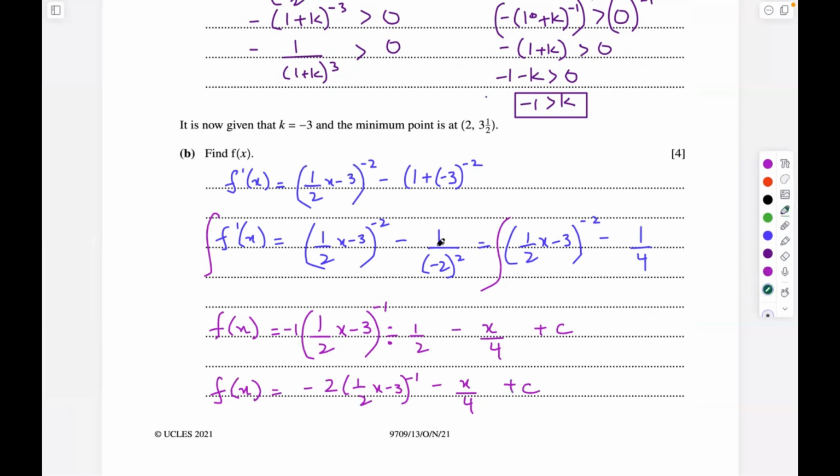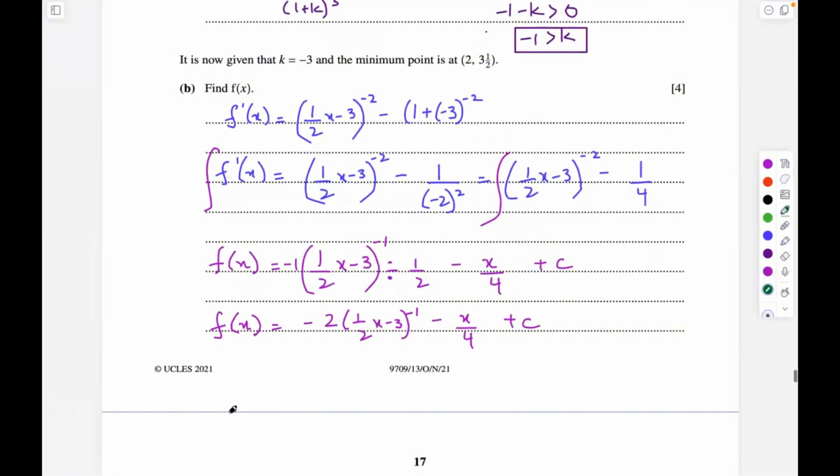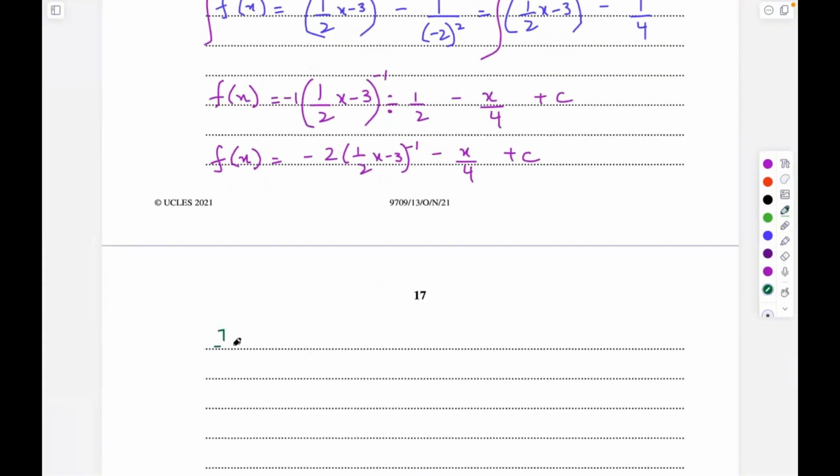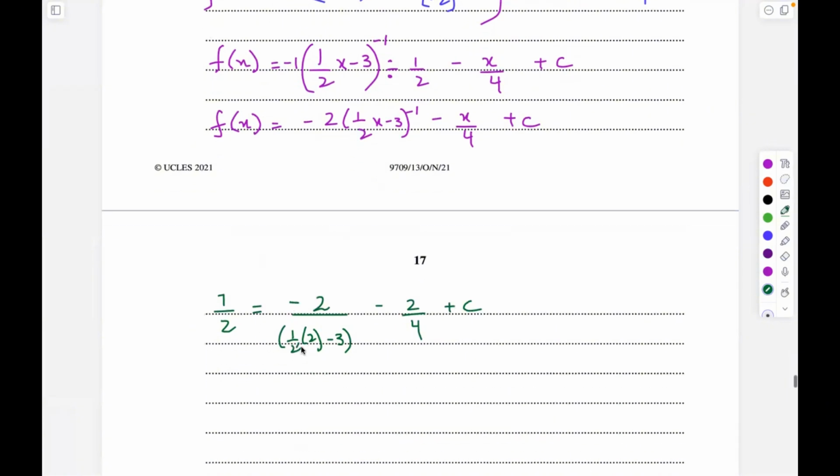Now, as the value of x was 2 and the value of y was 3 and 1 upon 2, which is 7 upon 2, so we can write this as 7 upon 2 will be equals to, and we can bring this whole bracket in the denominator to make it a positive. So this will become minus 2 upon, so this is half into x, which is 2 minus 3 to the power 1 minus 2 upon 4 plus c. 2 and 2 will cancel out.